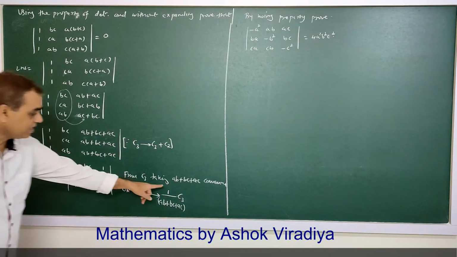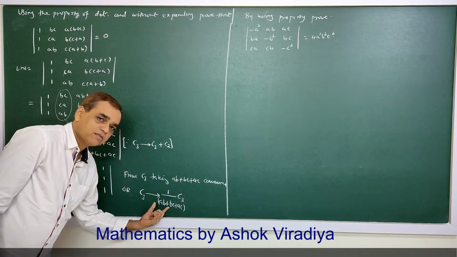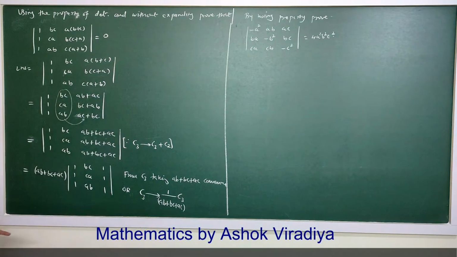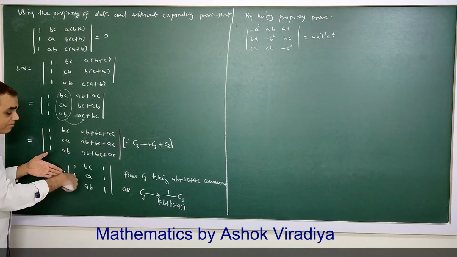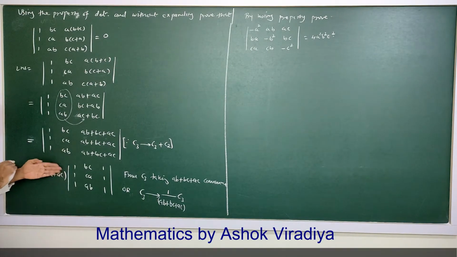Third column is multiplied by K. So outside we keep here 1 by K. This is the reciprocal of that number, because the value of this determinant becomes K times. So to join them by sign of equality, we divide by K. In simple language, taking common.